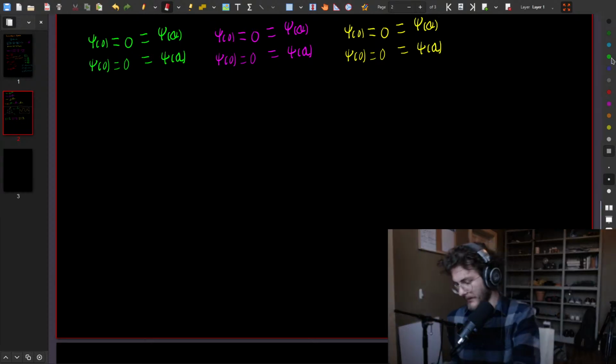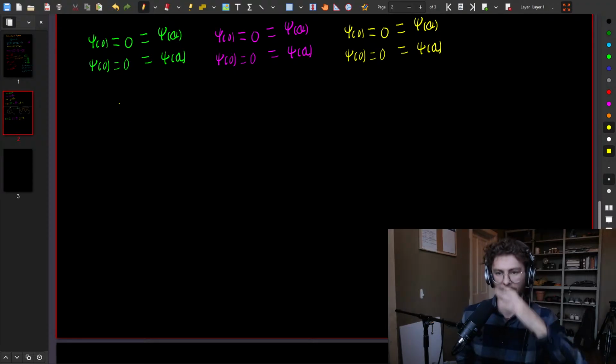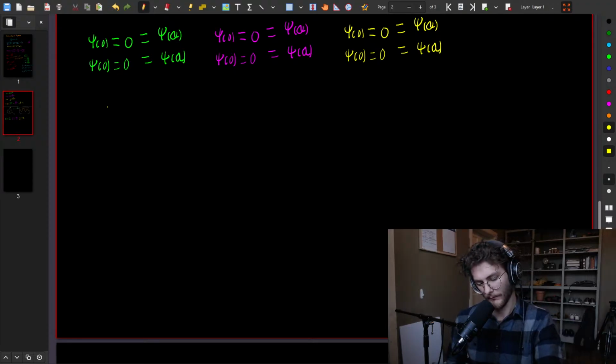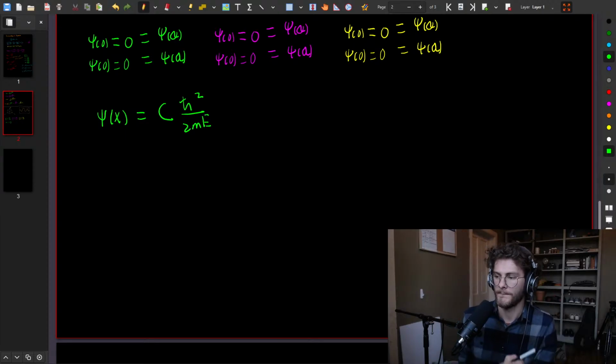So let's start with our x, and this will copy over for the y and the z. So, psi of x equals c times this, h bar squared over 2me. See, if it was positive, it would make my life so much easier.